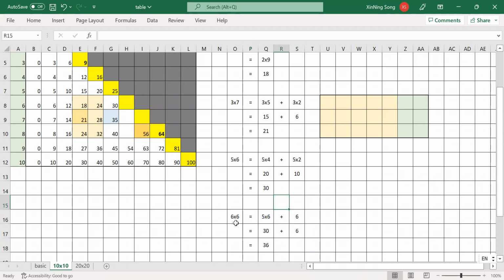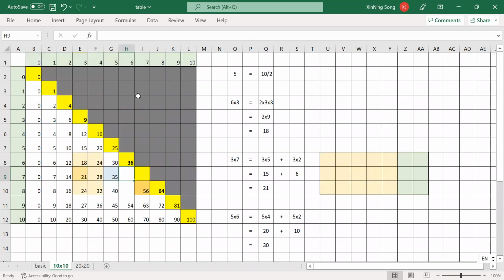So we know 6 times 6 is 6 more than 5 times 6. And 5 times 6 is 30. So 6 times 6 is 36. So now we got this 36. It's not that easy. I will bold it, okay?